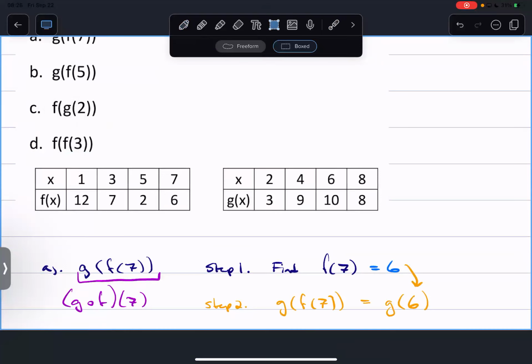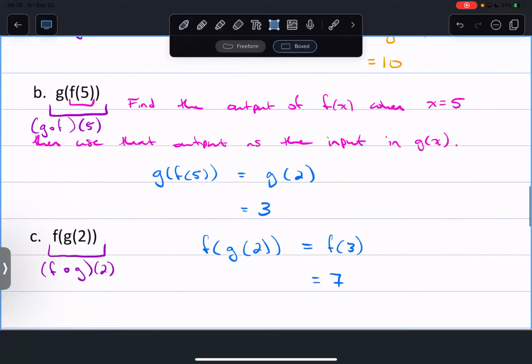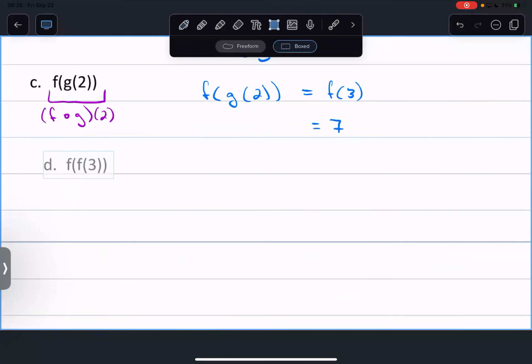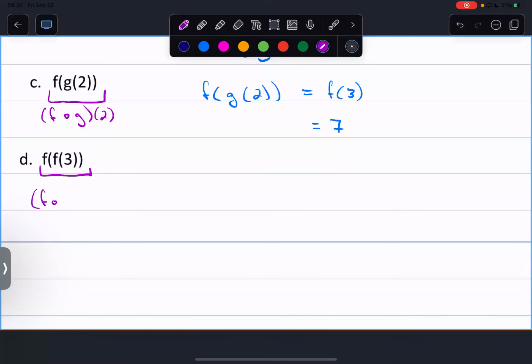Nice. Let's get wild. F of 3. Wow. Now we're looping onto ourselves. We can do that, right? And so just get whiplash. Whee. We can find f composed with f at 3.